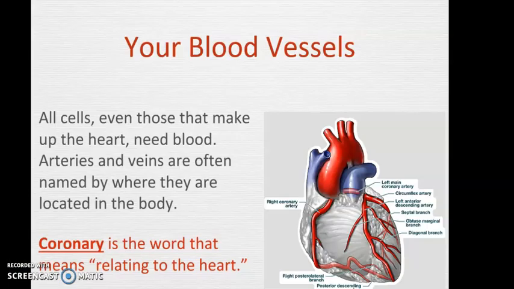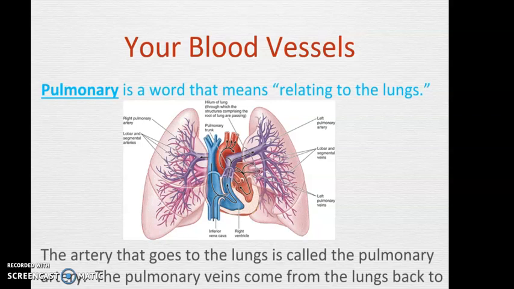If you said coronary is the word that means relating to the heart, you are correct. Coronary arteries and veins bring blood to and from the heart. So coronary means it's from the heart. And if you said pulmonary meant lungs, you are correct as well. Pulmonary is the word that means relating to the lungs. Pulmonary veins carry blood from the lungs and back to the heart. So again, coronary means from the heart, and pulmonary means from the lungs.